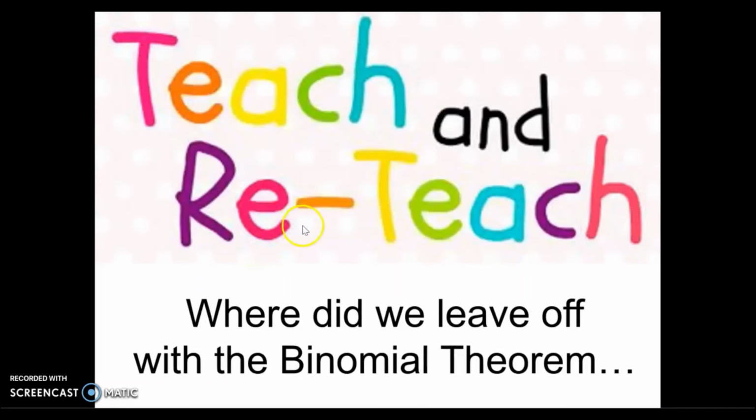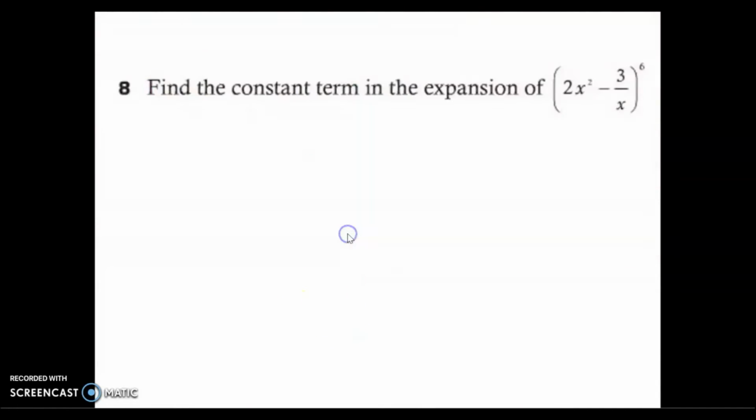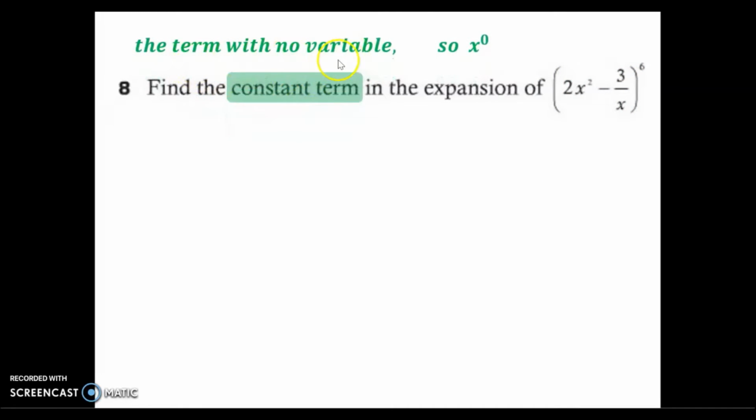Okay, now I'm going to do a little reteach moment. We ended off in our recent lesson at this place in the binomial theorem. So we're going to show you the problem we left off on. This problem here, we have a more complicated binomial to the 6th power, and we're looking for the constant term. Constant term, again, means the term with no variable in it.